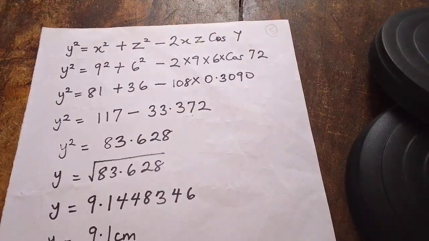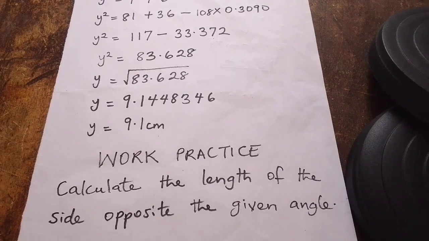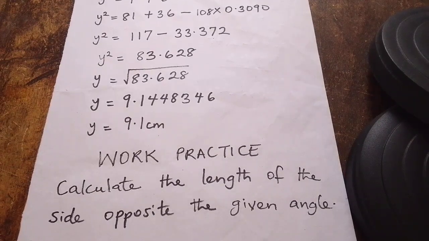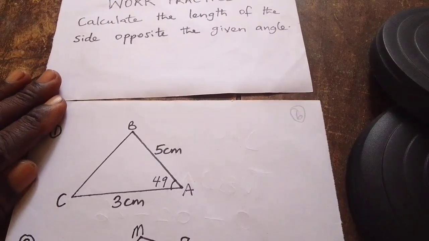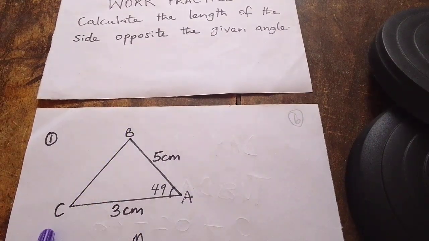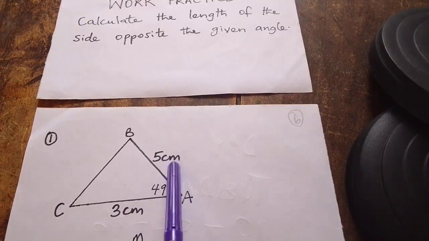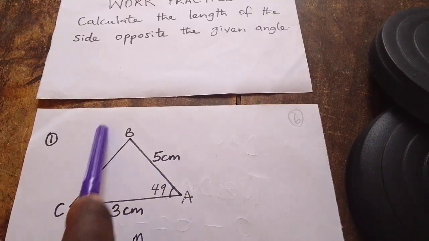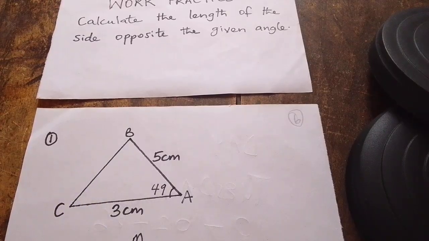Now, for the practice work, calculate the length of the side of the given angle. Number 1: we are given this angle is angle ABC. They are given this side 3 centimeters and the 5 centimeters. You are told to look for the side that is here.